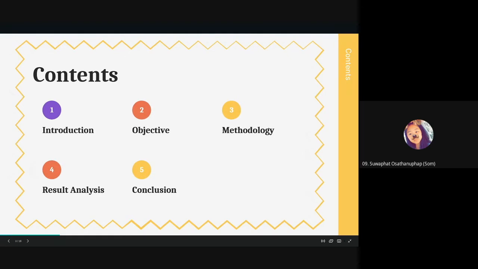This is the table of contents. We're going to talk about the introduction first. Then we're going to have a look at the objective, methodology, result analysis, and conclusion.